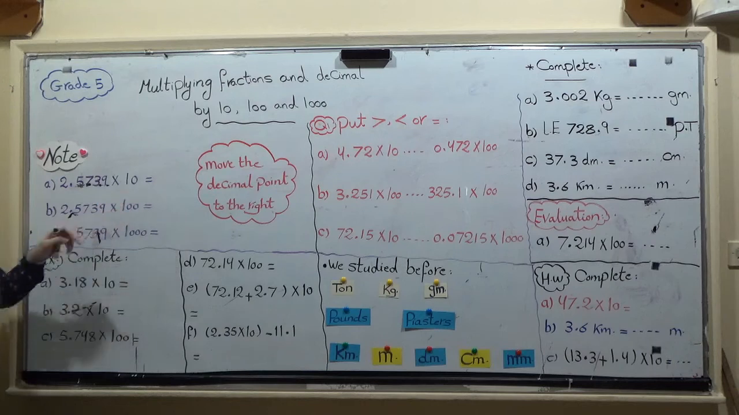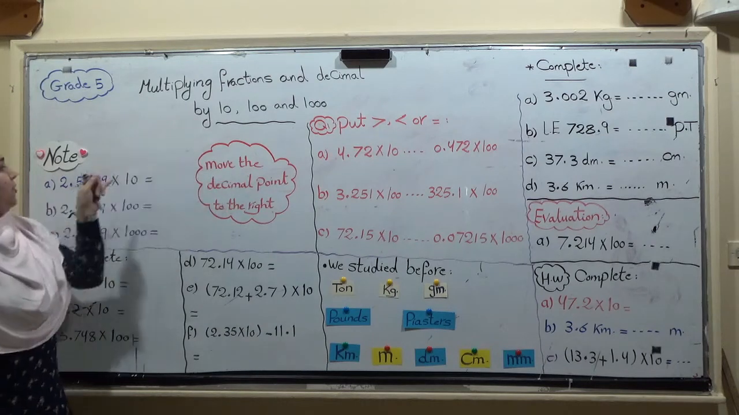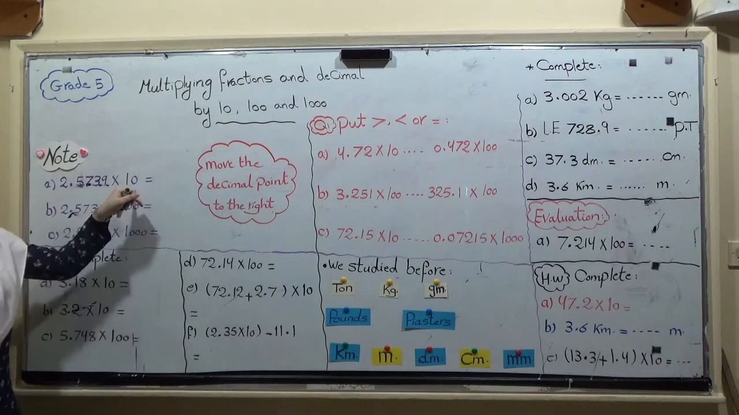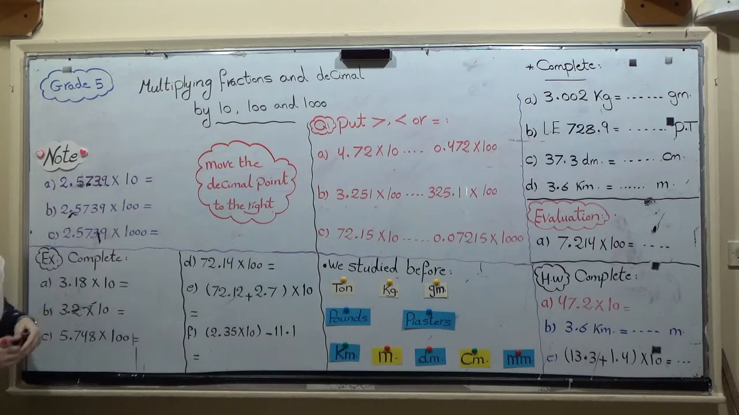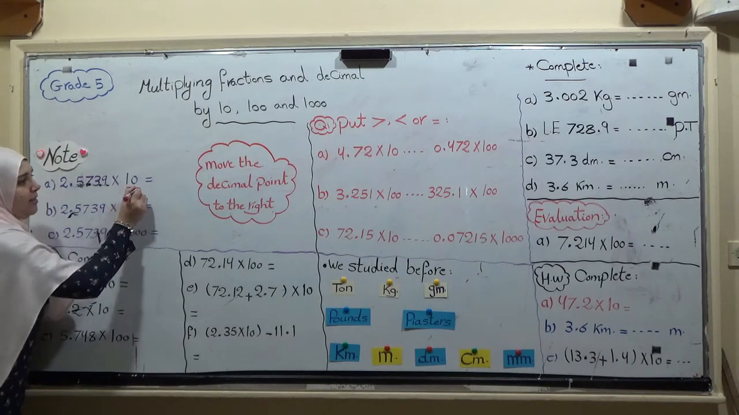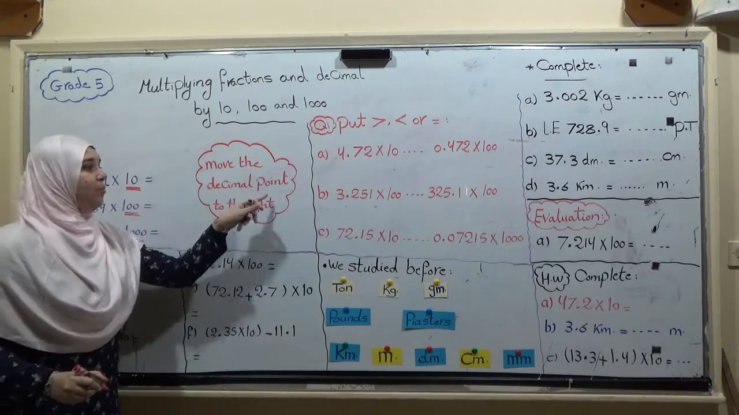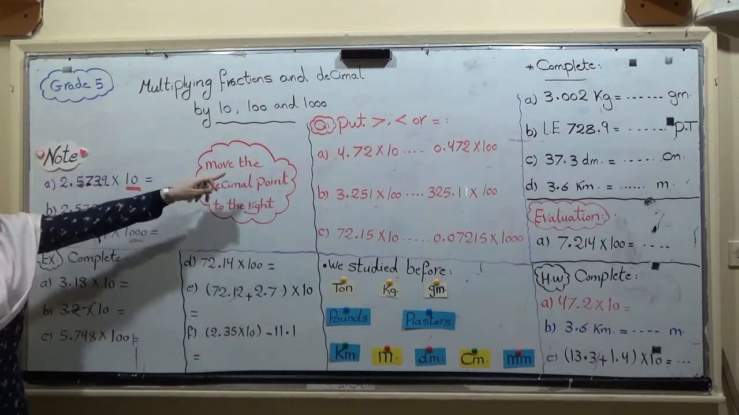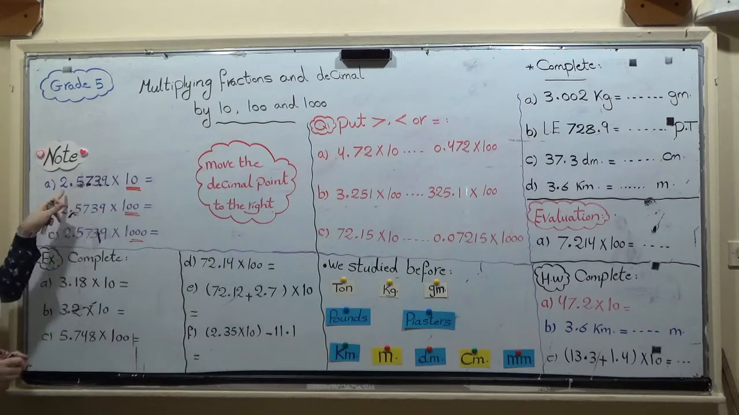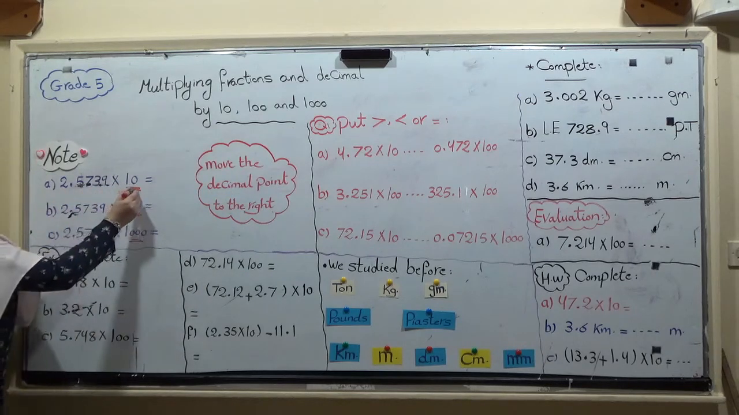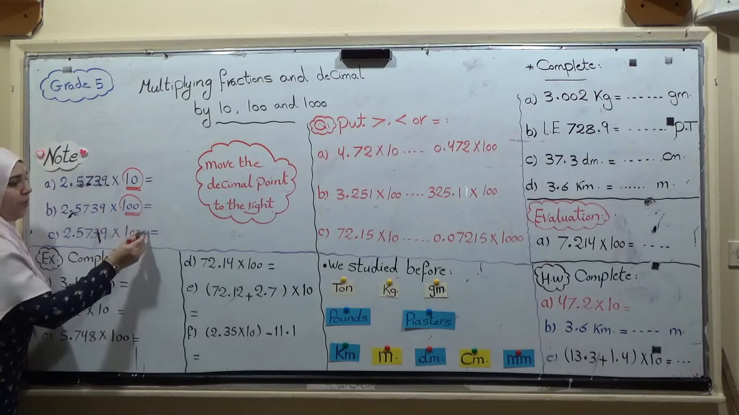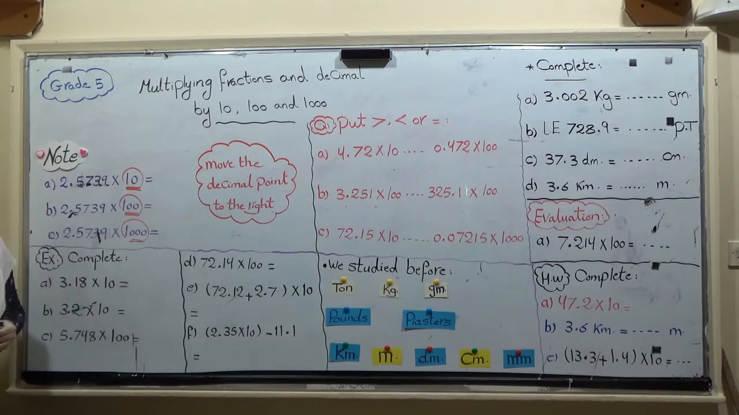Look at the board. When I have the decimal number multiplied by 10 or 100 or 1000, what can I do? Multiply 10, multiply 100, multiply 1000. Move the decimal point to the right. When I have the decimal number multiplied by 10 or 100 or 1000, move the decimal point to the right.